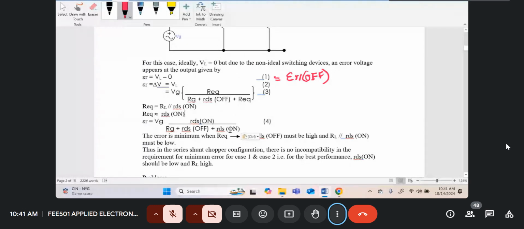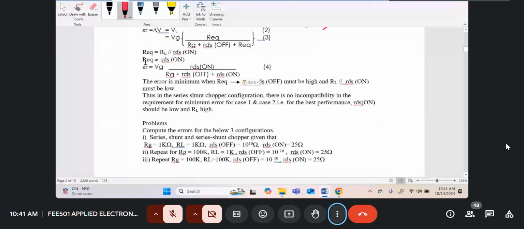I can just leave it that way, equation 4. So if we study equation 4, we can make some observations in this case that this error is minimum if R equivalent, and R equivalent is actually just RDS on, or R equivalent is RL in parallel RDS on. So this error is minimum when R equivalent approaches 0 or is small, okay, i.e.